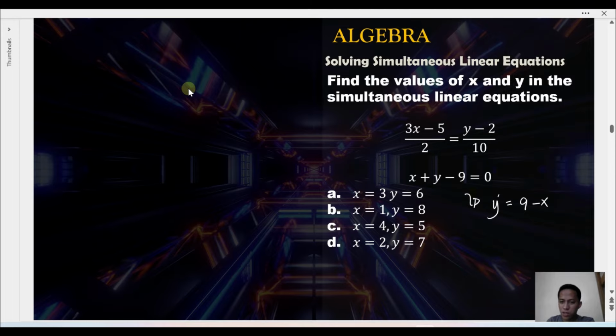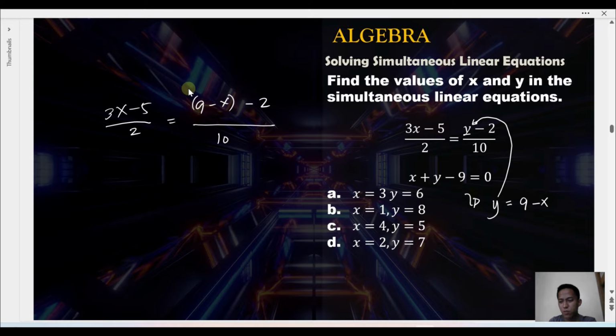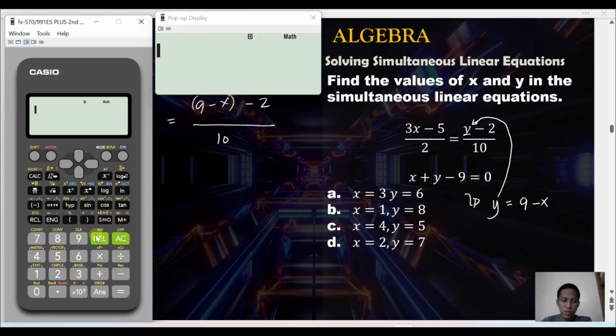So, etong y, substitute lang natin dito sa first equation. Then, mag-shift solve tayo. So, that becomes (3x minus 5) all over 2 is equal to (9 minus x) minus 2, all over 10. Okay, substitute natin doon yung value. Then, ito guys, shift solve natin. So, we have 3 alpha x minus 5 all over 2, and that is alpha equals.